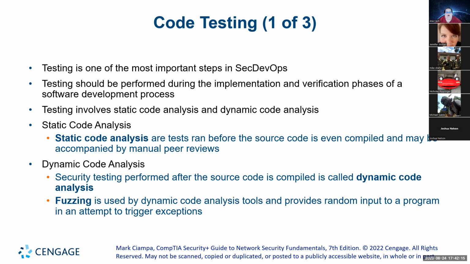Then there's dynamic code analysis. This is security testing performed after the source code is compiled, and that's why it's called dynamic code analysis. Fuzzing is used by dynamic code analysis tools and provides random input into a program in an attempt to trigger exceptions. So basically it's not really data that you would use in a live environment, it tries to use data that will break things. It's kind of like our hack it to fix it thing, only in a coding environment.